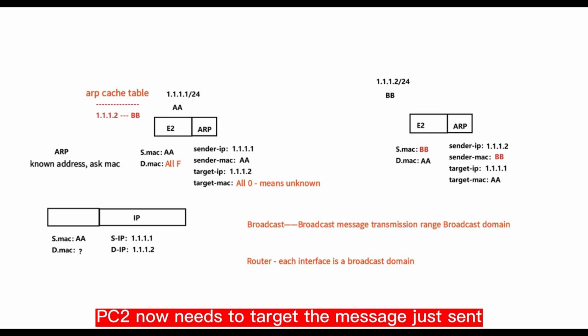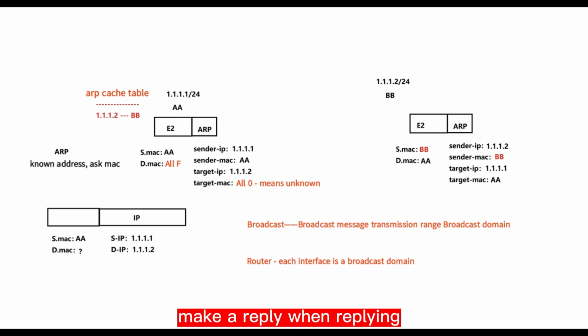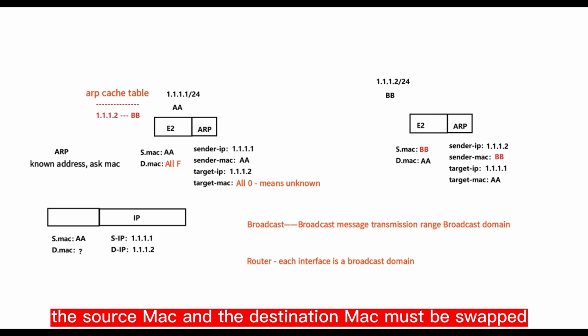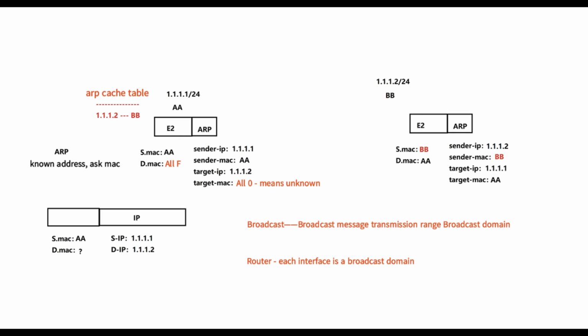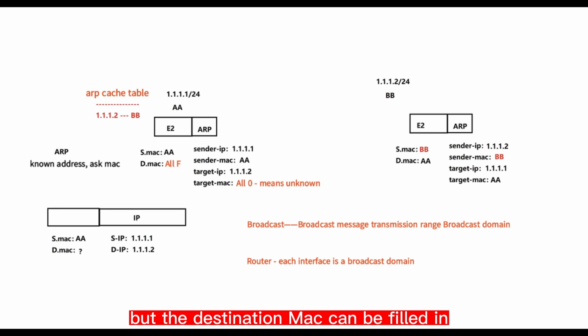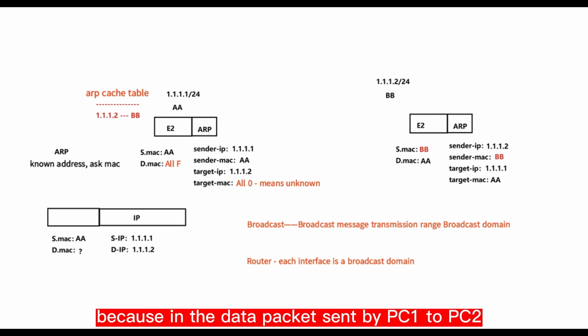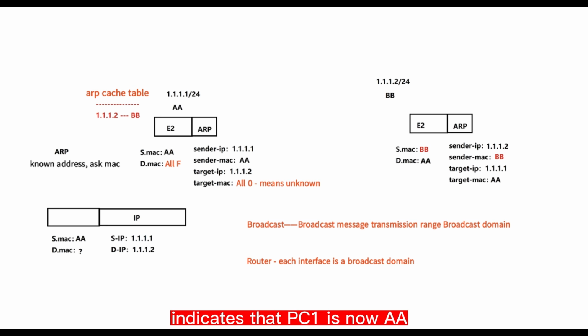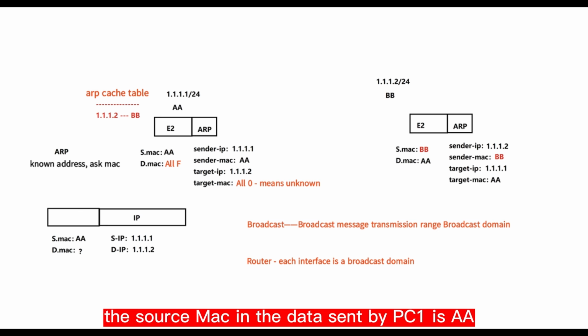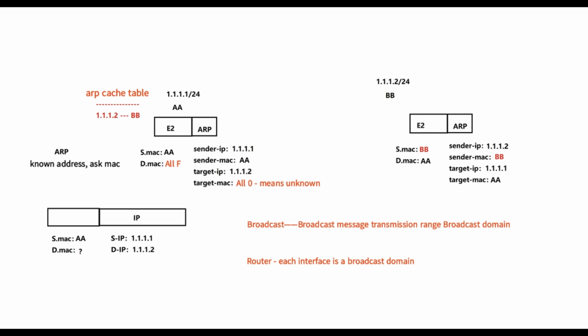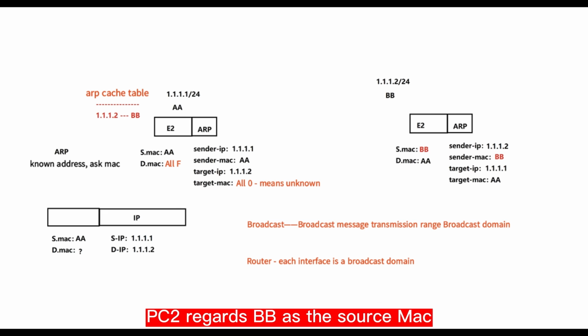PC2 now needs to reply to the message just sent. When replying, the source MAC and the destination MAC must be swapped. Well, we don't call it swapping here, but now the source MAC must be yourself, and the destination MAC can be filled in with PC1's MAC. Because in the data packet sent by PC1 to PC2, the source MAC is AA. PC2 knows that PC1 is AA.